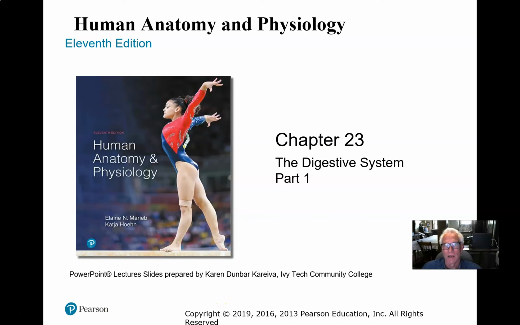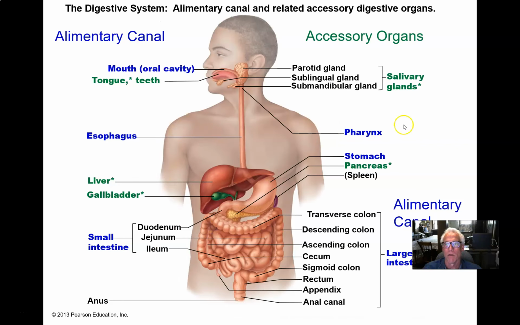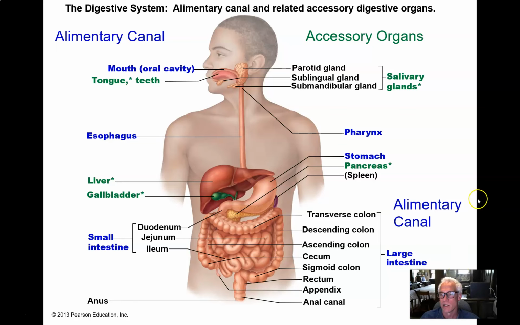Today we'll embark on a discussion or investigation of the digestive system, chapter 23 in our Human Anatomy and Physiology text. And in this part one, we'll first look at some very general principles associated with the digestive system and its function. Here are the organs that we'll be talking about.